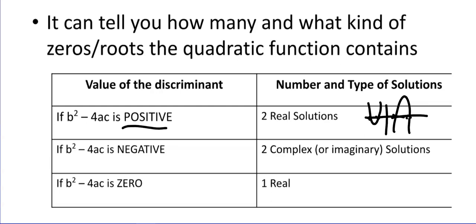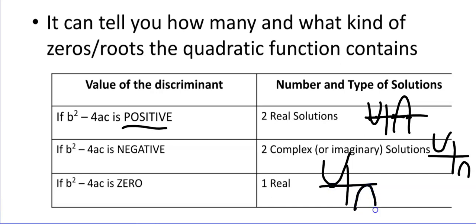If it's negative, you have 2 imaginary solutions, like this, or like this, where they never touch the x-axis. And if it's 0, you have 1 real solution. So 1, it just hits and bounces off the floor, or bounces off the ceiling here. Okay? That's what the discriminant tells you.